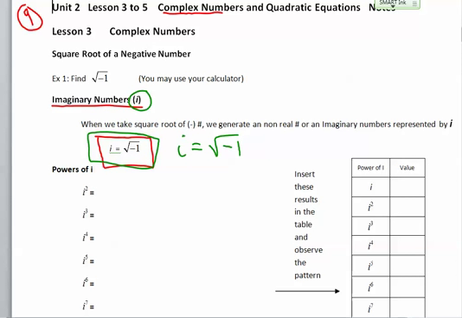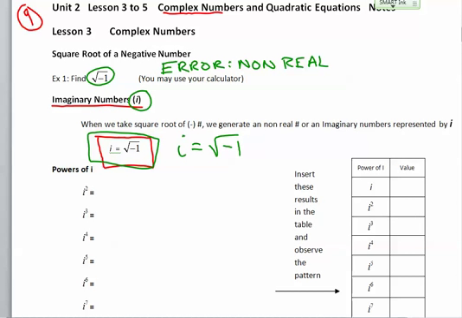If on your calculator you try to do the square root of negative 1, it's going to say error, non-real answer. Try it real quick. Doesn't work, right? It says non-real.